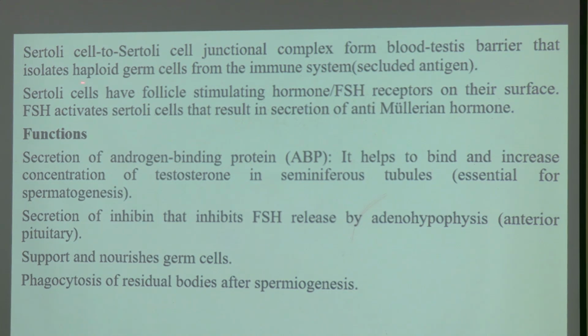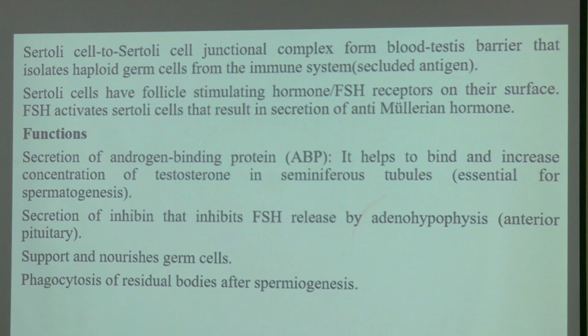Next, another important function: Sertoli cells have follicle stimulating hormone, or FSH, receptors on their surface. That means they get stimulated with the help of FSH. This FSH will activate the Sertoli cells, resulting in secretion of anti-Mullerian hormone. Why do FSH receptors exist? So that the FSH which is secreted will go and bind to the Sertoli cell. After that, there will be secretion of a hormone. Which hormone? Anti-Mullerian hormone. Can anyone tell me the function of this anti-Mullerian hormone?